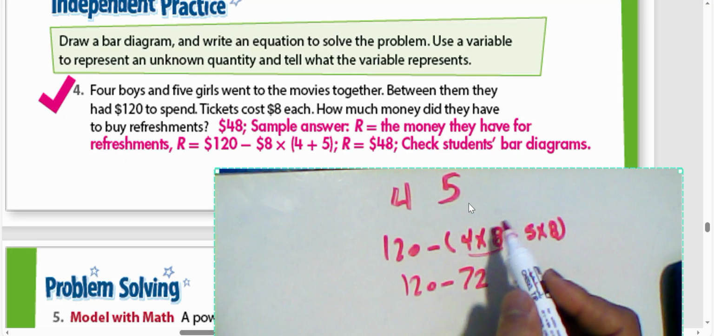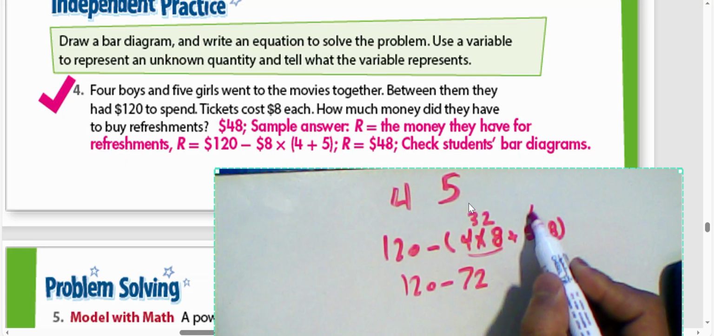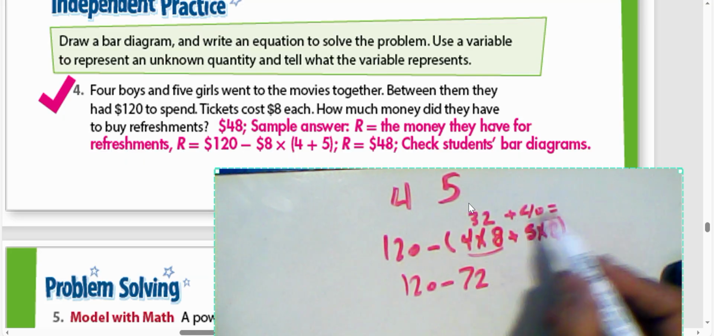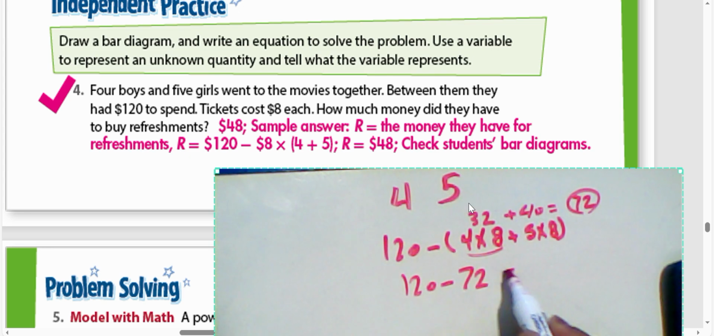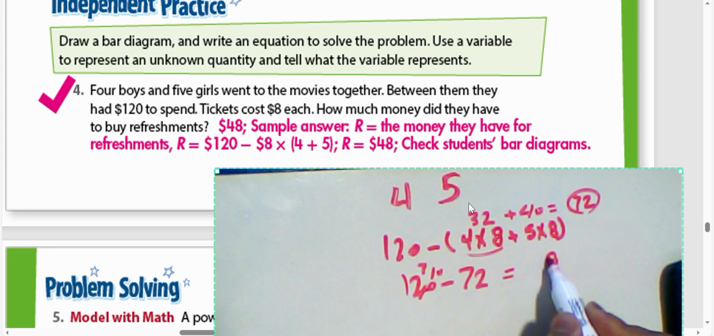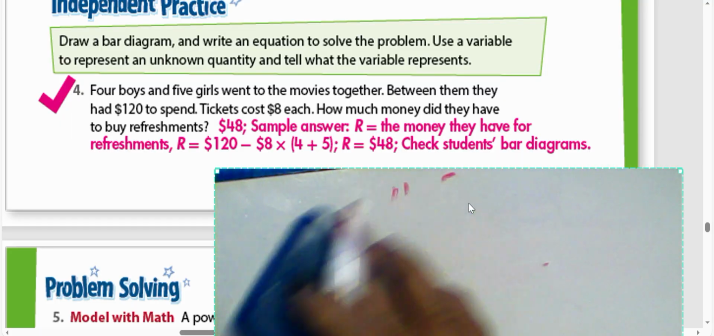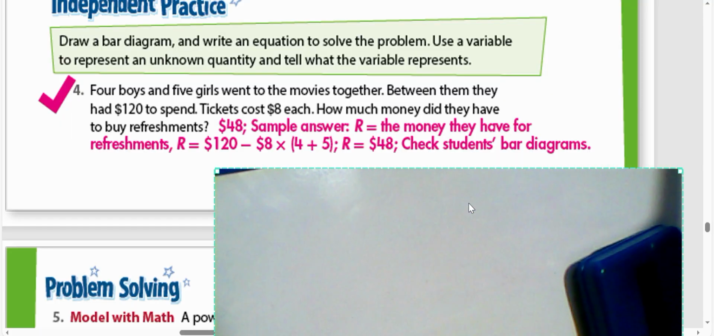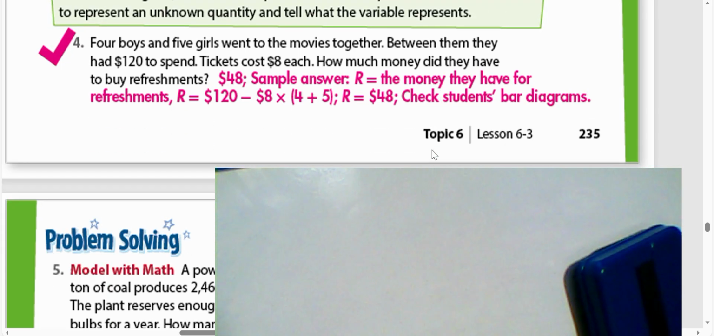4 times 8 equals 32 and 5 times 8 equals 40. You can add them together, 2 plus 0 is 2, 3 plus 4 is 7, and then find the difference. It will be 10, and this one 10 minus 2 equals 8, and 11 minus 7 equals 4. The result will be 48. And the number of dollars remaining with them will be 48.